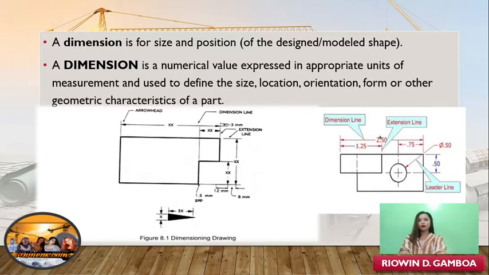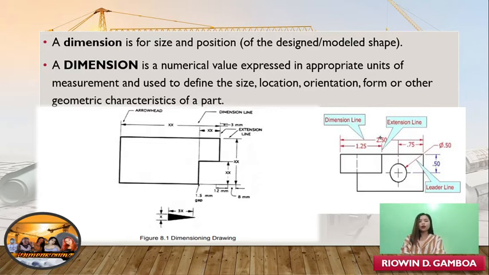A dimension is for size and position of the designed and modeled shape. A dimension is a numerical value expressed in appropriate units of measurement and used to define the size, location, orientation, form, or other geometric characteristic of a part. So, a dimension is a number in standard unit of measures shown on a drawing to indicate size, location, or orientation of a graphic feature.